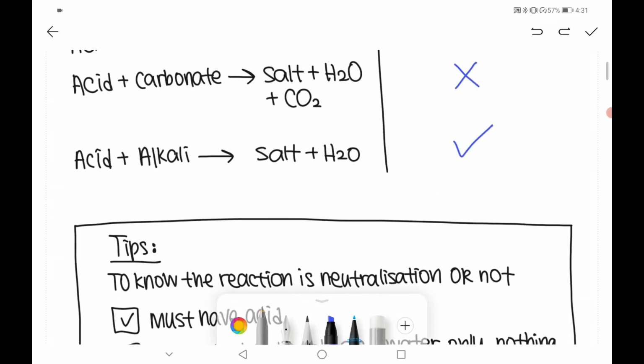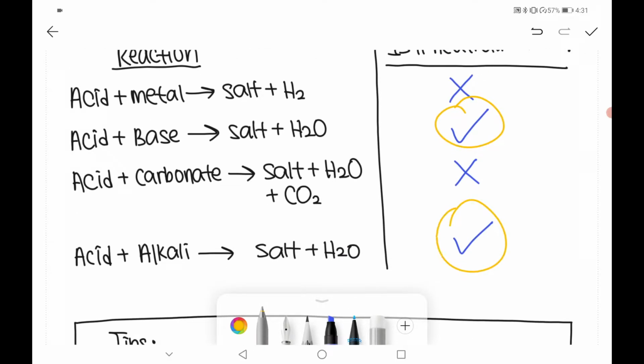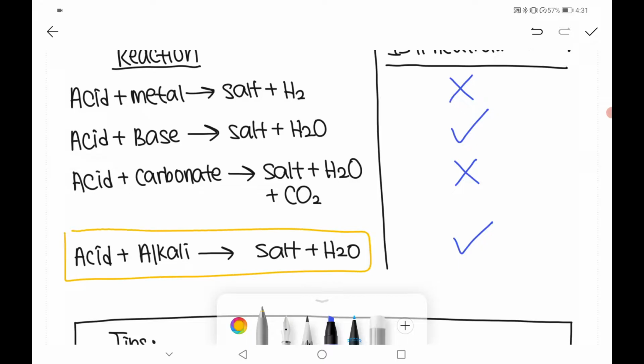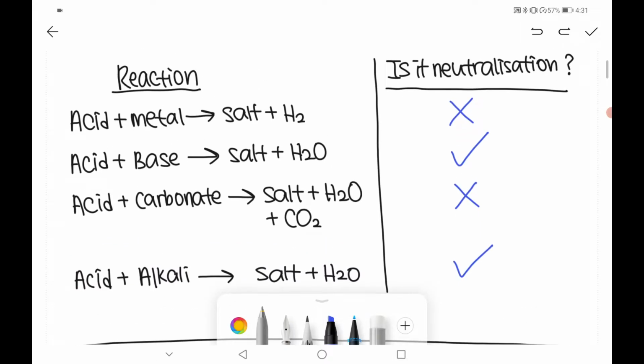Some students will say, sir, here we have two neutralization reactions. One is acid reacting with alkali to produce salt and water. Another is acid reacting with base to produce salt and water. Do we need to know how to write the ionic equation for the reaction between acid and base? The answer is no need. For the SPM syllabus, for the ionic equation, we just need to focus on acid and alkali. That is what you need to know.